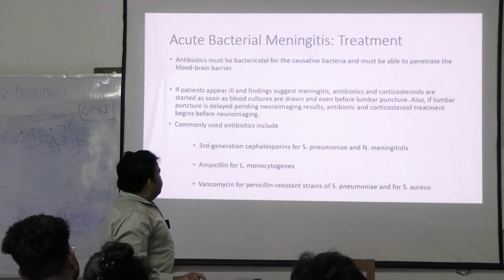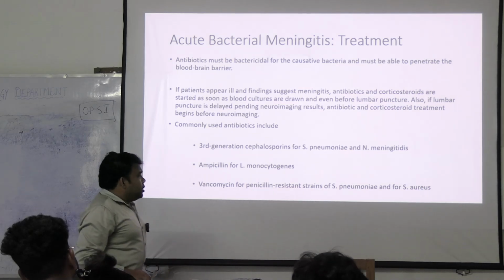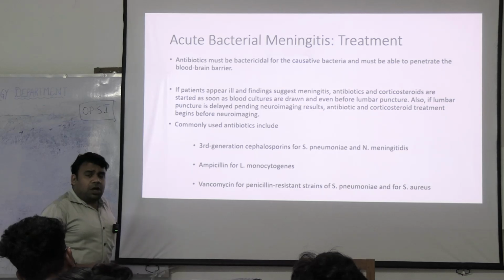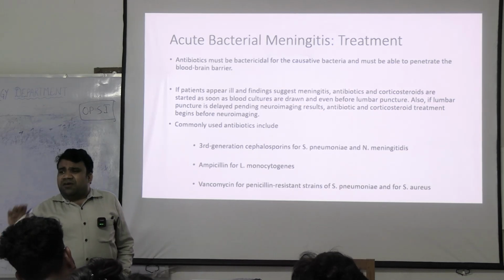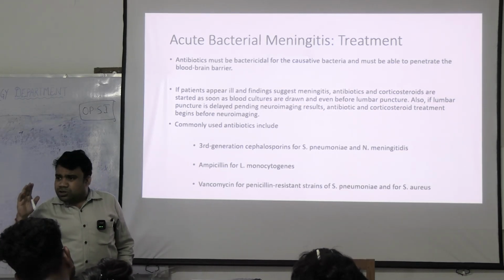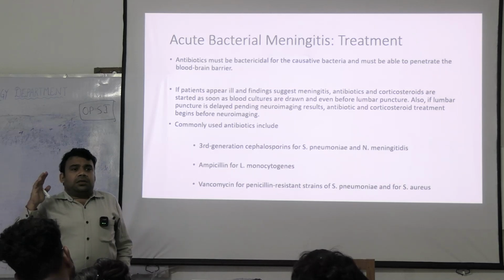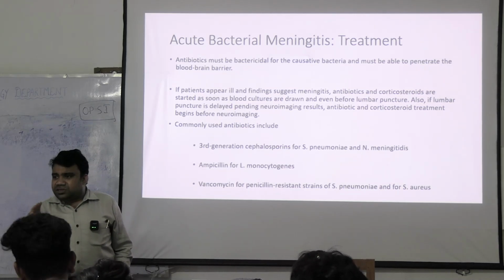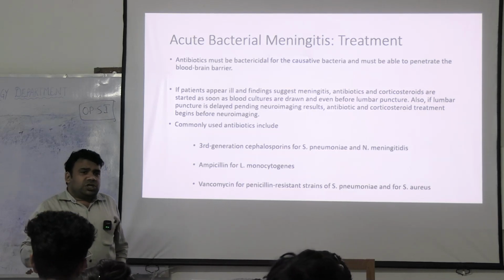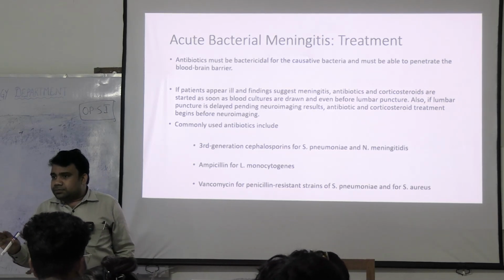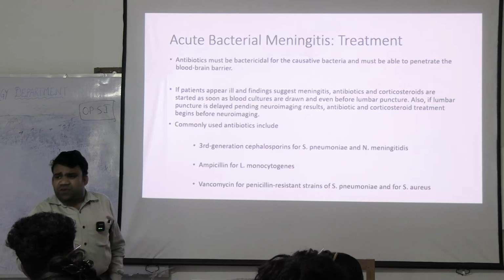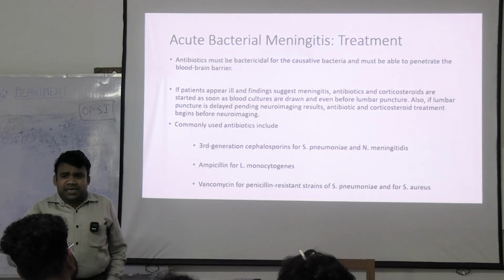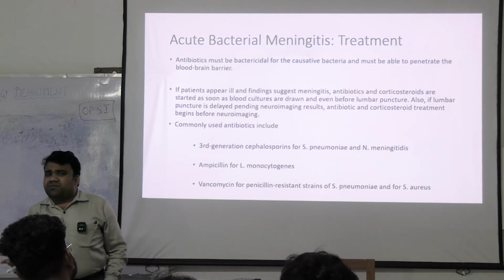You have to take those as and when required. The commonly given antibiotic is a third generation cephalosporin along with vancomycin. Why vancomycin? Because I have already told you Staphylococcus aureus can cause meningitis, and there is a particular strain called methicillin resistant Staphylococcus aureus, which is resistant to all beta lactams. For that, we need to give vancomycin. After the diagnosis has been made, we can de-escalate, that is, we can stop giving vancomycin.